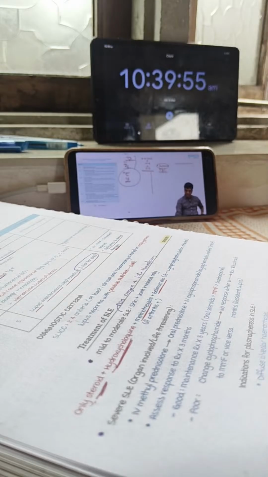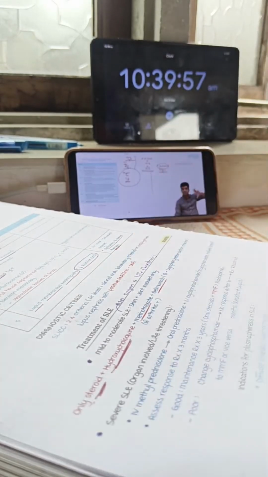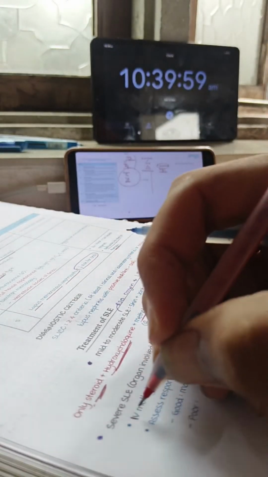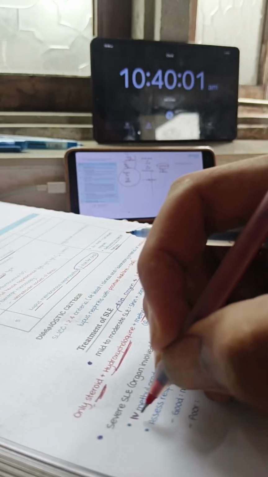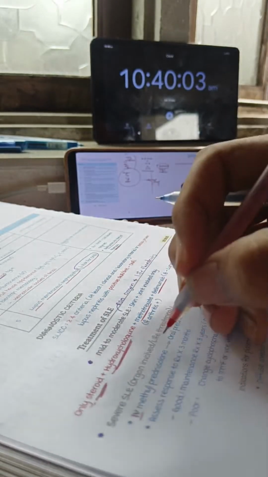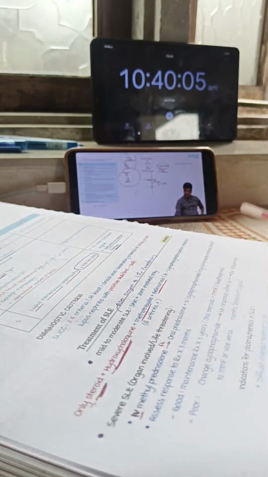For organ or life-threatening disease, especially renal, DH and CNS, hospitalization is required. We require IV methylprednisolone followed by oral prednisolone, with either IV cyclophosphamide or MMF. Both are equally good.